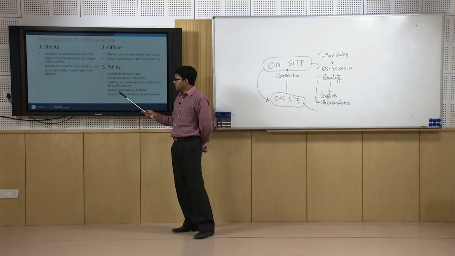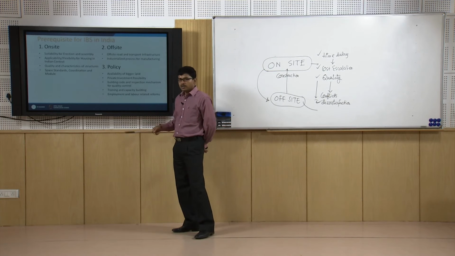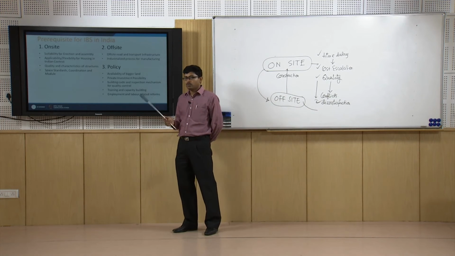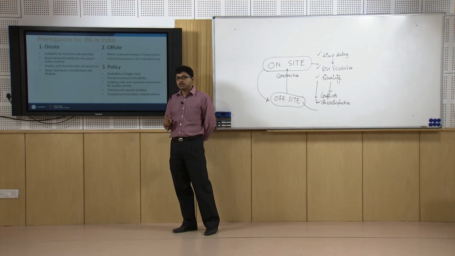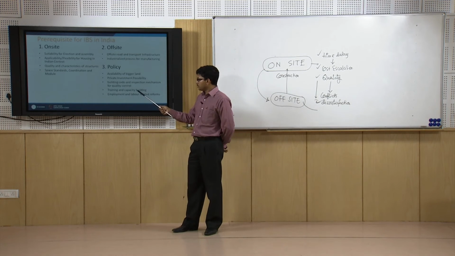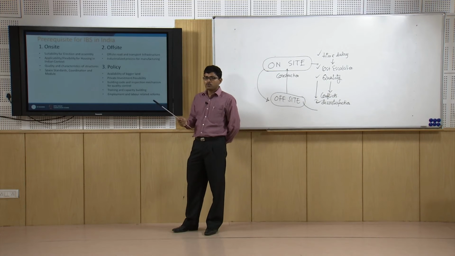And not only that, to execute this at the ground level we need training and capacity building for the people who will be working in the factory, who will be working on the site, who will be working in the authorities to sanction the building plans. So, at every level there will be training and capacity building, because there is a change of the whole delivery system of the housing.